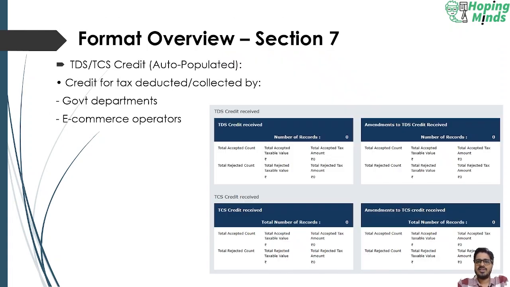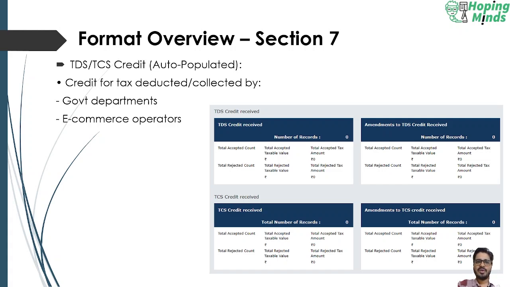Next is section 7, that is TDS and TCS credits. If a government organization or notified organization deducts TDS on GST, then they shall file GSTR 7 within the due date. Upon the filing of such GSTR 7, the tax deducted will appear in section 7 of our GSTR-3B return, and we have to accept or reject the TDS credits as uploaded and furnished by the deductor.